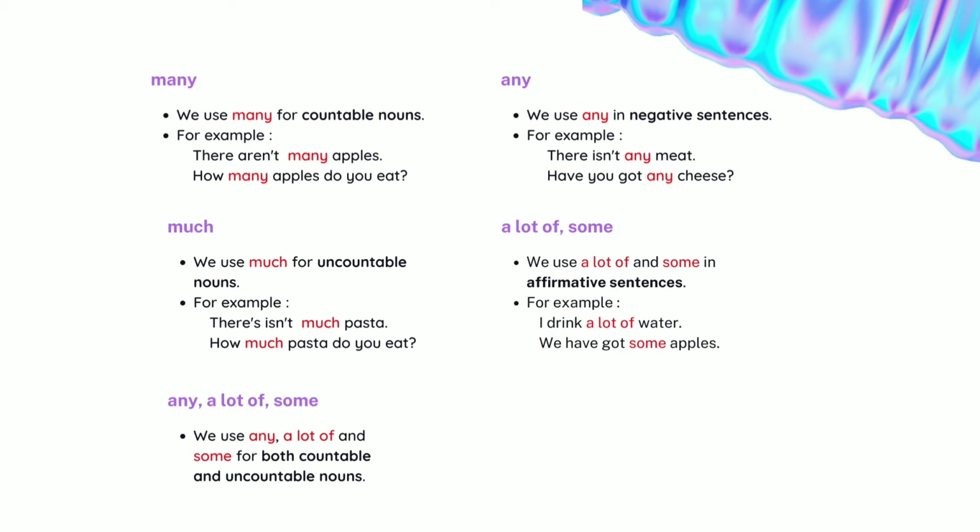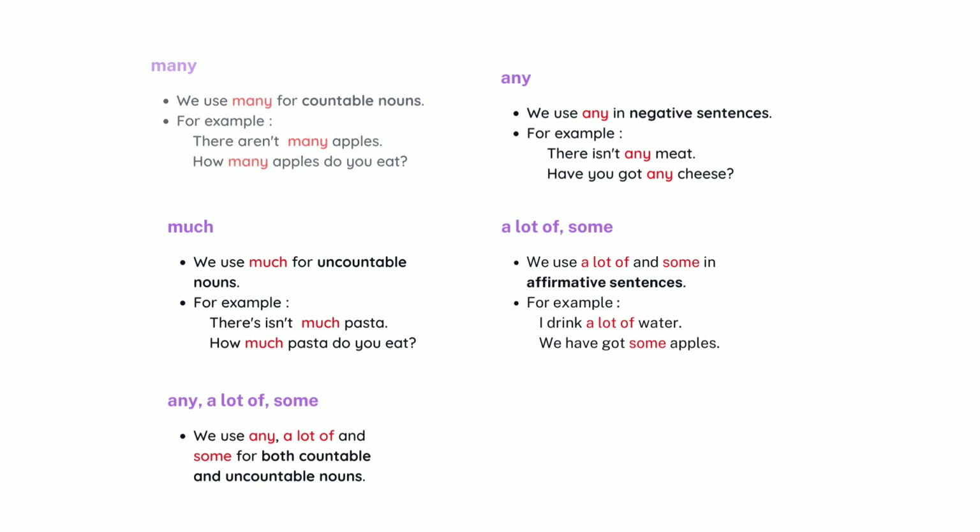Much. We use much for uncountable nouns. For example, there isn't much pasta. How much pasta do you eat? Any. A lot of. Some. We use any, a lot of, and some for both countable and uncountable nouns.